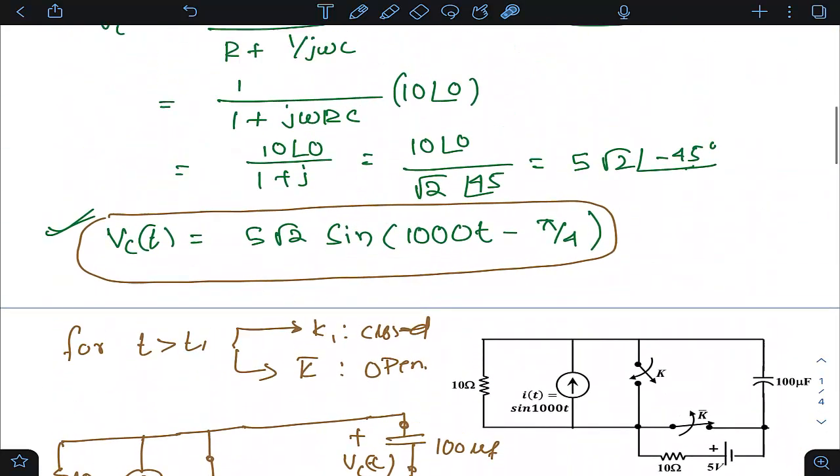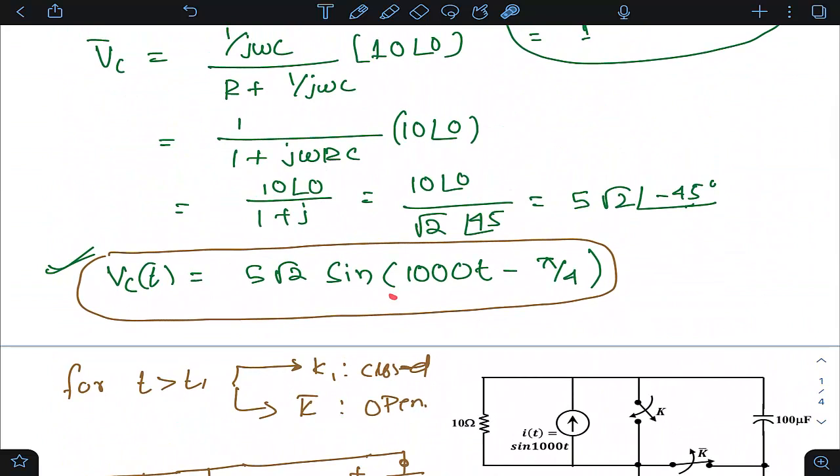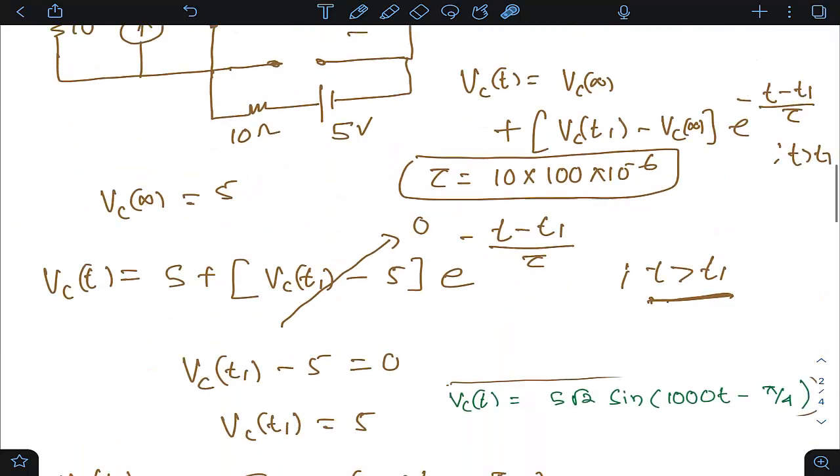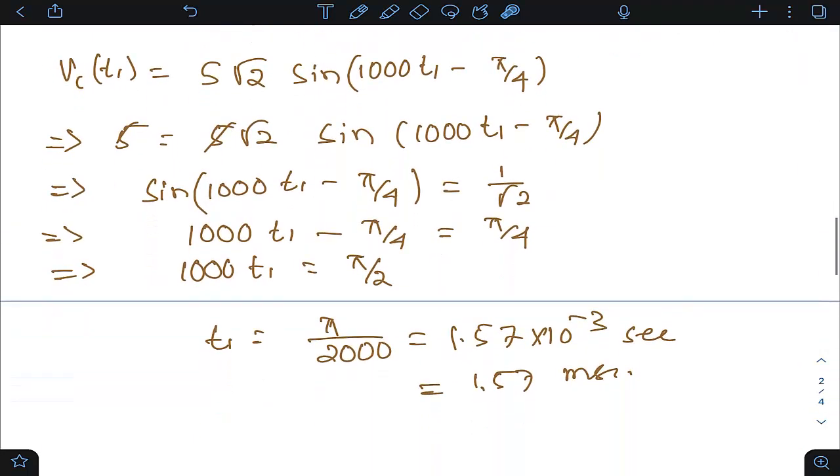We already obtained that VC(t), right? So you can make use of this expression to get the value of the capacitor voltage just before the switching. So in the limiting case, we can substitute the value of t1, and by doing this math, we get the answer as 1.57 milliseconds. So the answer is 1.57 millisecond for this.